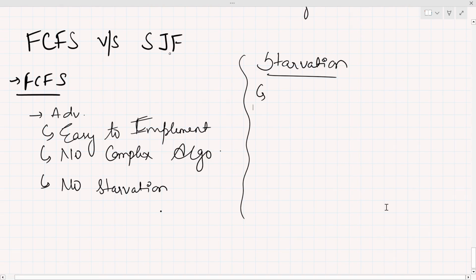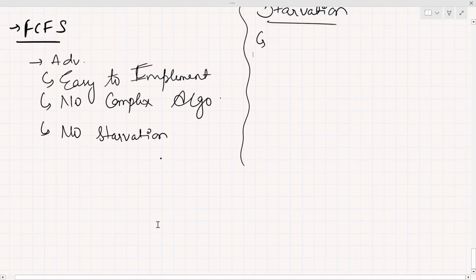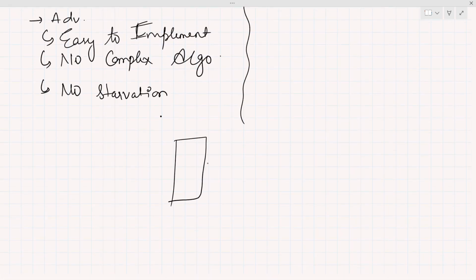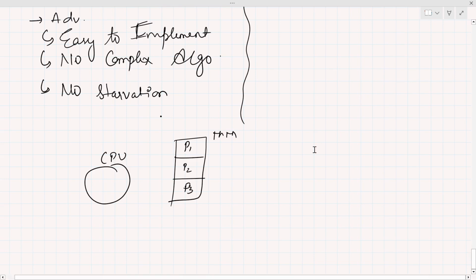What happens in FCFS is if a big process is executing, a small process or any other process which comes after the big process will get the CPU after some time. Let's say this is our main memory, and we have the CPU. We have processes P1, P2, P3, where P1 comes first, P2 comes second, and P3 comes third. In FCFS, the process that comes first gets the CPU first. So P1 gets the CPU, then P2, and then P3.